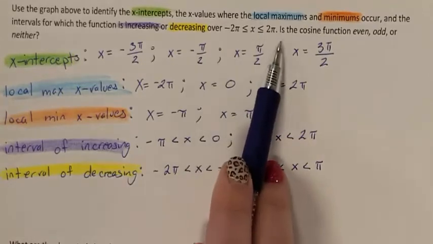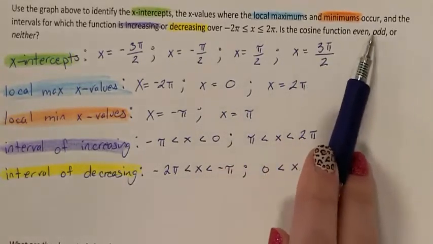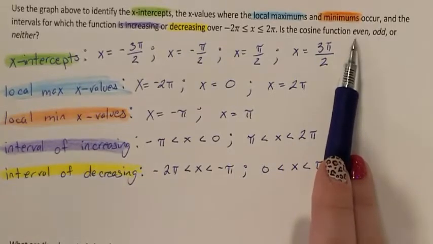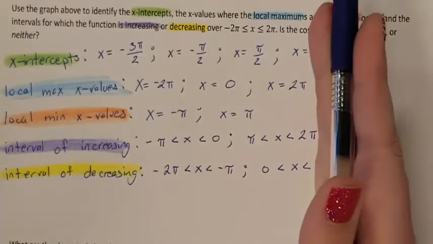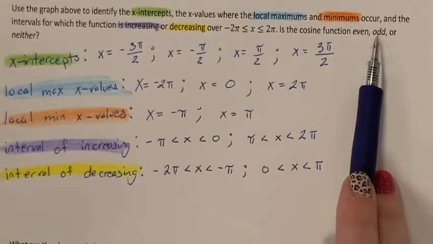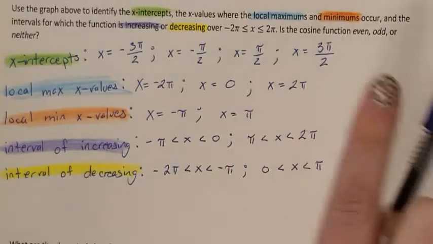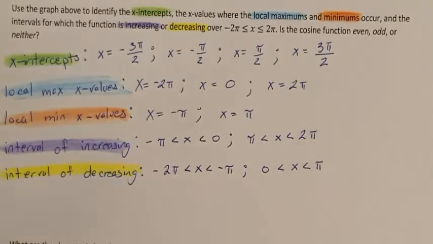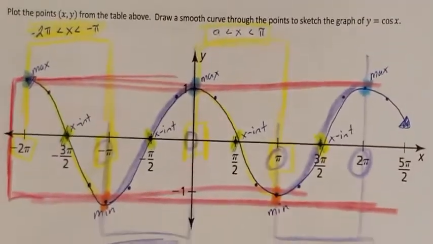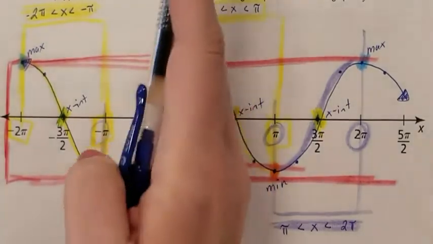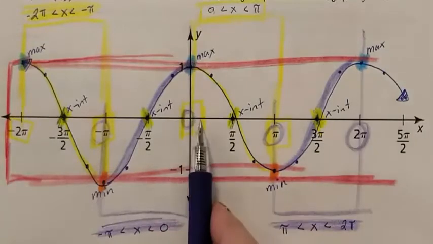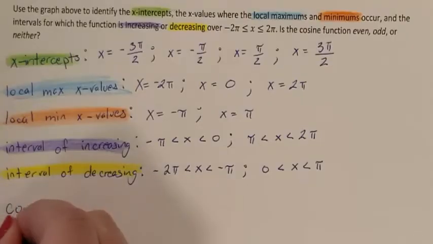The last question asks us, is cosine even, odd, or neither? You'll remember even means that they look the same if you fold them right along the x-axis. Odd says it looks the same if you turned it upside down, a rotation of 180 degrees. Neither means it doesn't do either of those things. So looking at our cosine, I notice that if I split it right down the middle right here, the left side does exactly look like the right side. So that means it must be even.